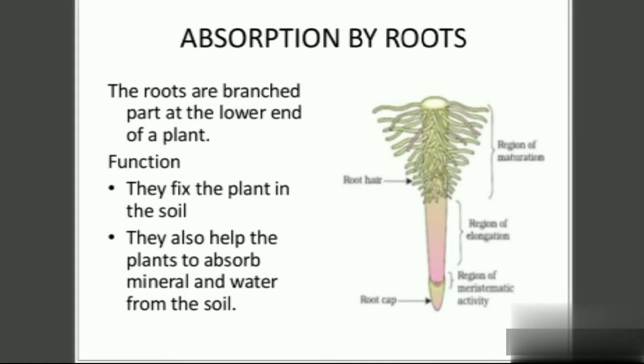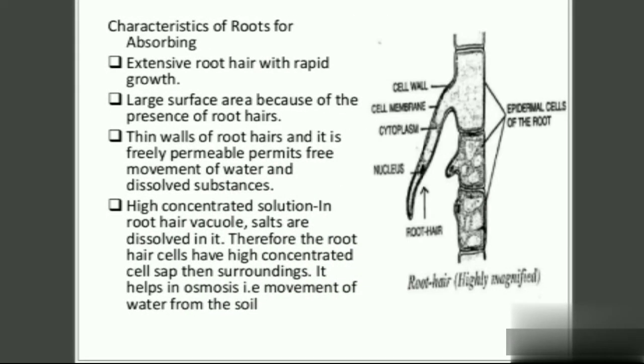Okay students, now we will see the next part of it. What is it? Characteristic of root for absorbing. Now what features are available in the root so that it can absorb the water and the minerals from the soil? The first thing is extensive root hair with rapid growth. Now what happens? The root hair starts growing. As it grows, it will go deeper in the soil, which leads to absorption of water from the soil.